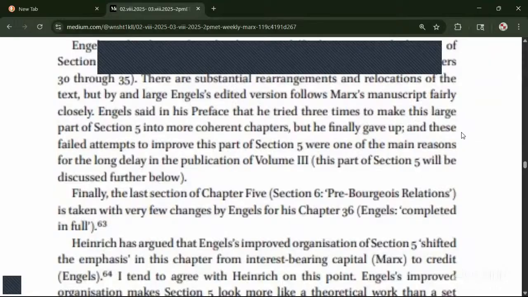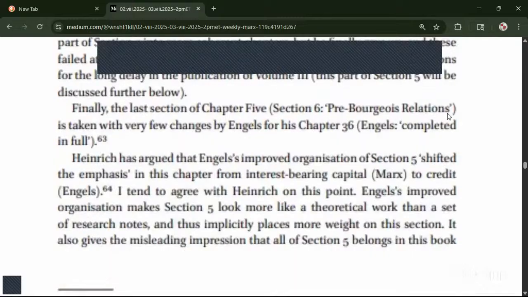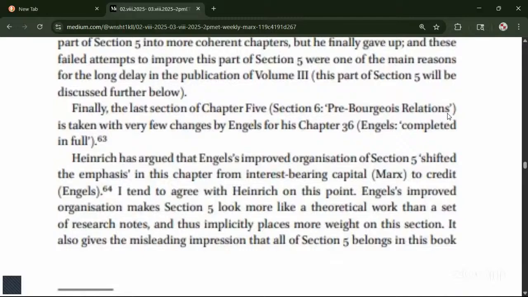Engels completed in full. Heinrich has argued that Engels' improved organization of Section 5 shifted the emphasis in this chapter from interest-bearing capital, that is Marx's point of view, to credit, Engels' point of view. I tend to agree with Heinrich on this point. It's interesting to see where Moseley agrees with Heinrich.